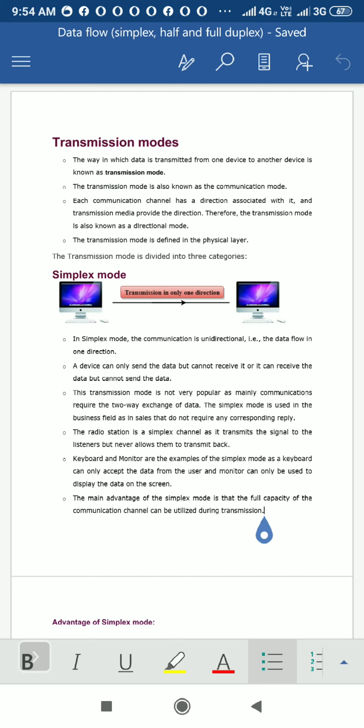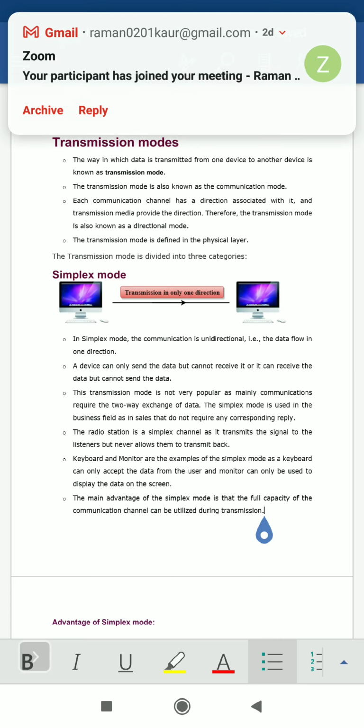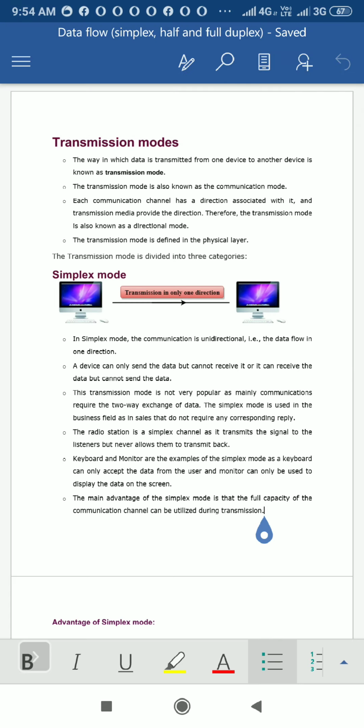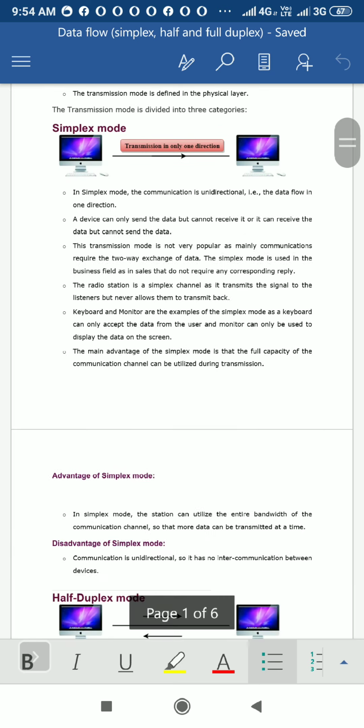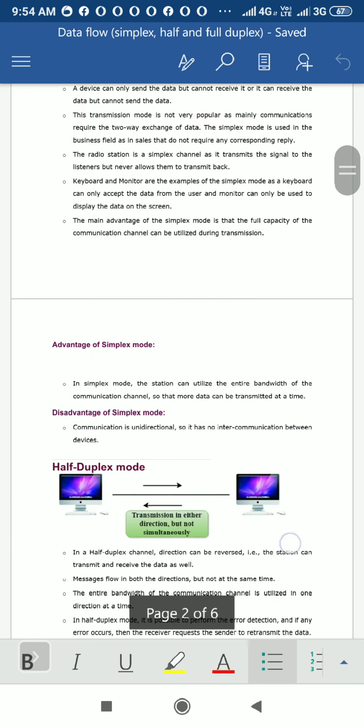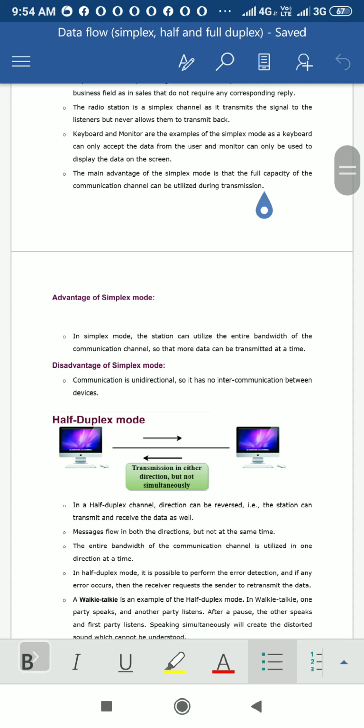So what is the advantage of simplex mode? The main advantage of simplex mode is the full capacity of the communication channel can be utilized during transmission. So what is the disadvantage? It has no intercommunication between devices.